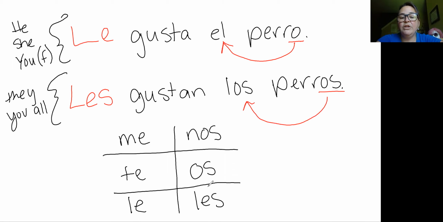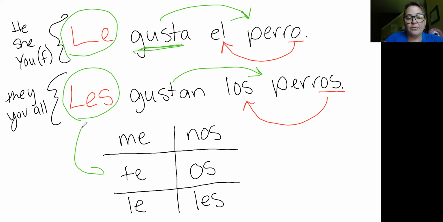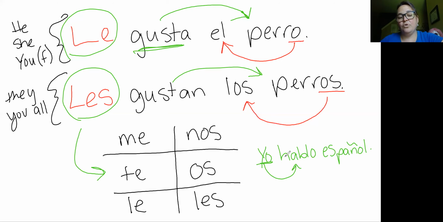So it can be a little confusing when you are working with gustar, because you have to remember that the gustar part has to match with what is doing the pleasing, okay? That has to match this. So it has to be singular when it's singular, plural when it's plural. And this part right here, the part that tells us who is being pleased, that comes from our pronouns, and it doesn't match anything else in the sentence. Usually the pronoun has to match the verb, right? Like if we were to say, yo hablo español, if we were gonna say, I speak Spanish, the yo matches the verb. The subject matches the verb. But with gustar, it's a little bit different, and this video is just a little explanation of why.